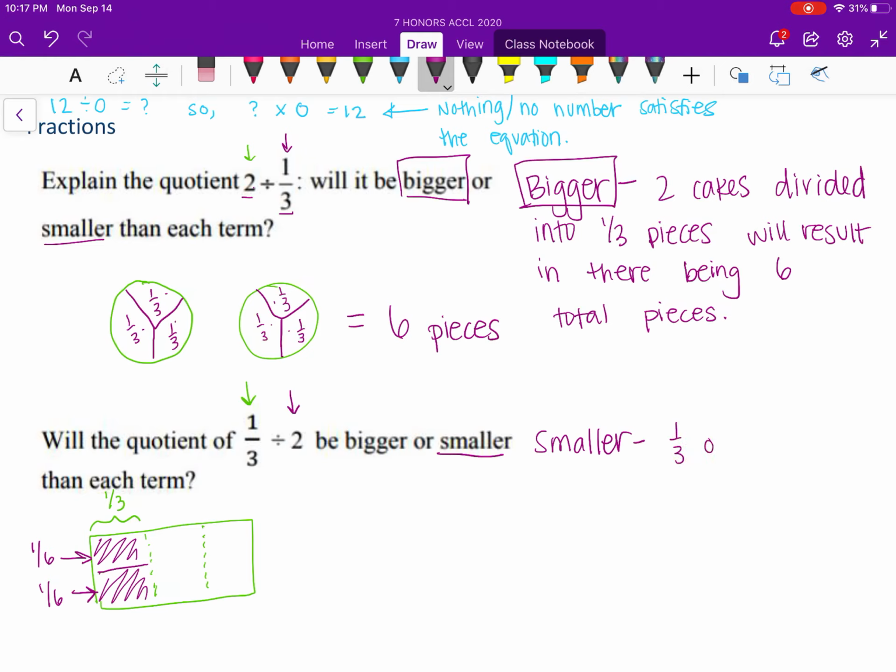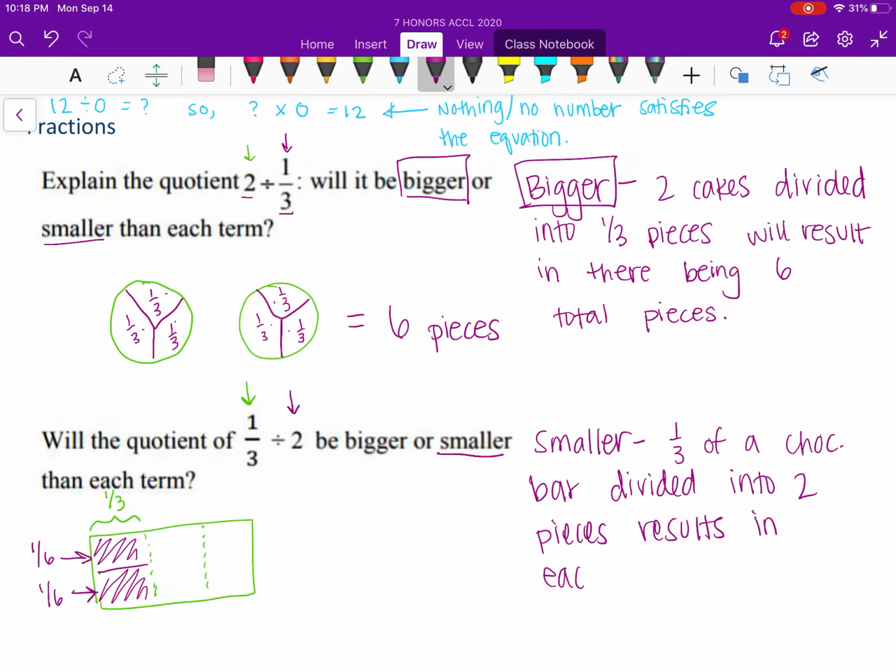Why? Because 1/3 of a chocolate bar divided into 2 pieces results in each piece being 1/6 of the total chocolate bar.